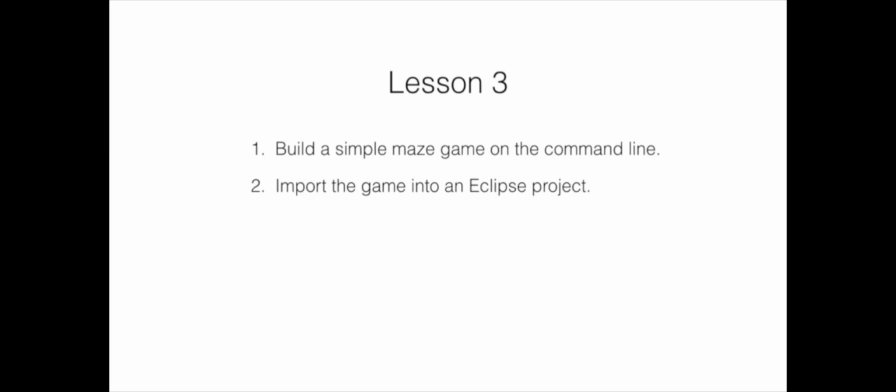The lesson is broken up into three main parts. Firstly, we're going to build a simple maze game using a collection of C++ files that you can download from the classroom area. We'll do this on the command line, which is how you'd be working if you didn't have access to an IDE. Secondly, we're going to import that game into an Eclipse project. Thirdly, we're going to configure that Eclipse project so that we can build and run the game from inside Eclipse.